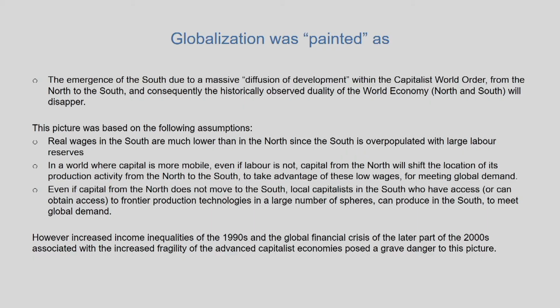A third assumption was that even if capital from the north is for some reason not able to move to the south, local capitalists in the south who have access or can obtain access to sophisticated production technologies in different spheres can produce in the south to meet global demand. And this is what is referred to as the technology transfer component of globalization. One of the facets of globalization was free flow of technology from one country to the other. So while capital may or may not be movable from the global north to the global south, due to technology transfer, the capitalists in the global south themselves can take advantage of the low real wages of the global south and produce goods and services that can be transacted in the international market, and the global demand can be met.